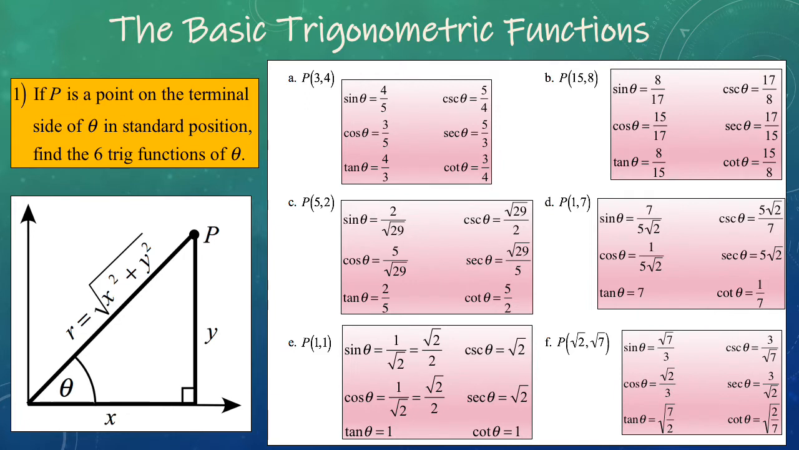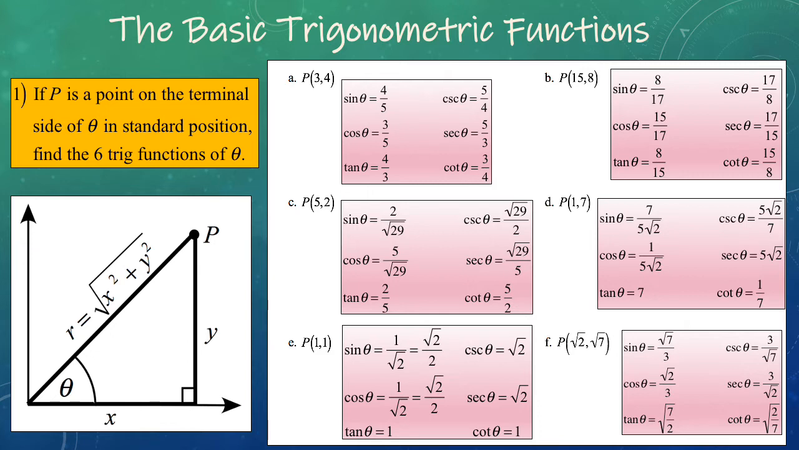In F, our point is (square root of 2, square root of 7). And by the Pythagorean theorem, our hypotenuse is the square root of the square root of 2 squared plus the square root of 7 squared, which is the square root of 2 plus 7, or the square root of 9, which is 3. So sine theta is the square root of 7 over 3, cosine theta is the square root of 2 over 3, and tangent theta is the square root of 7 over the square root of 2, which is the square root of 7/2. And again, we will leave that answer.